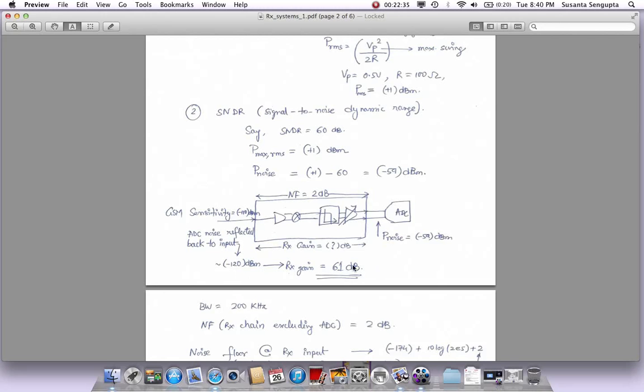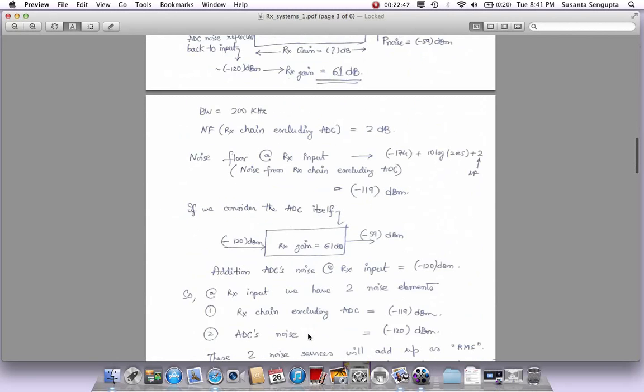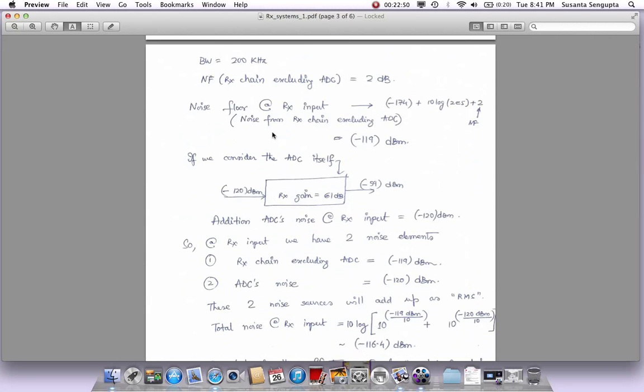But if we made this assumption, now we go back and see: is the sensitivity actually going to be minus 110 dBm, or is it going to be degraded because of this ADC noise? Is this low enough, or do we need to make it even lower? That is what we're going to go through here. Let's take the same example: bandwidth 200 kilohertz, and the noise figure of the RX chain only, without the ADC, we said was 2 dB.